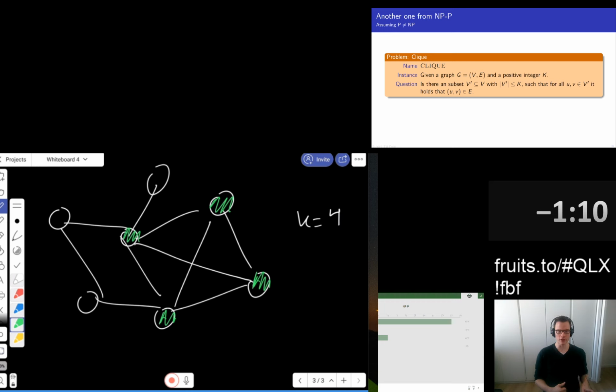So at the moment, we have no polynomial time algorithm to solve this problem, only to verify solutions. So this is another example of a problem that is in NP. There's no doubt about that. But at the moment, we believe it's not in P.